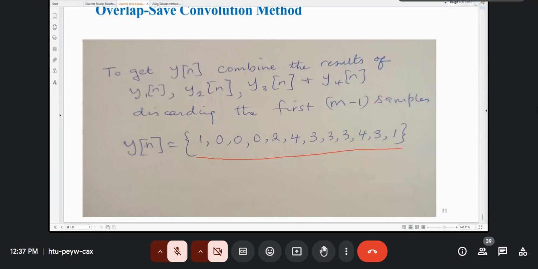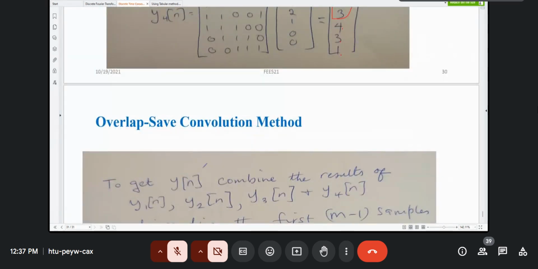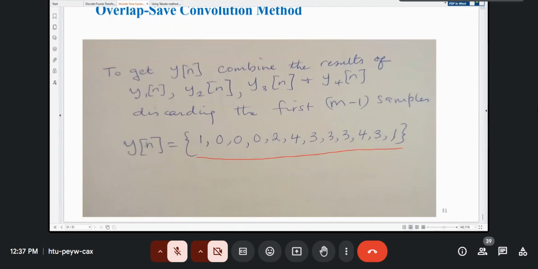Of each of these sequences. So that's what we are doing. We are discarding the first M minus 1 samples. M is 3, so M minus 1 is 2. So we discard the first 2 samples of every sequence, and then just concatenate these subsequences to make your final sequence. Which we found gives you the same thing as just using the tabular method of linear convolution.